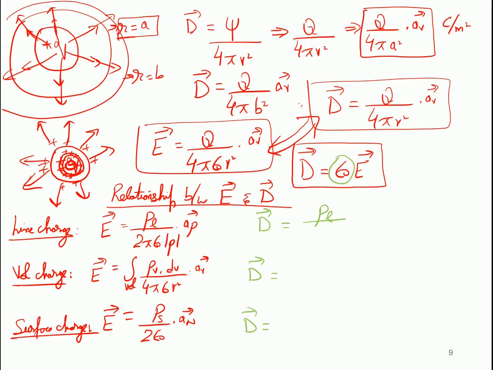So the electric flux density for line charge distribution comes out to be rho L divided by 2 pi rho, and to make it a vector I'm going to use the arrow. Then for volume charge density, it comes out to be the integral over volume of rho v dv divided by 4 pi r square, times a of r. And then for surface charge density, it comes out to be rho s divided by 2 times the normal vector a of n. So these are the relationship equations between electric field intensity and electric flux density for point charge, line charge, volume charge, and surface charge distribution.